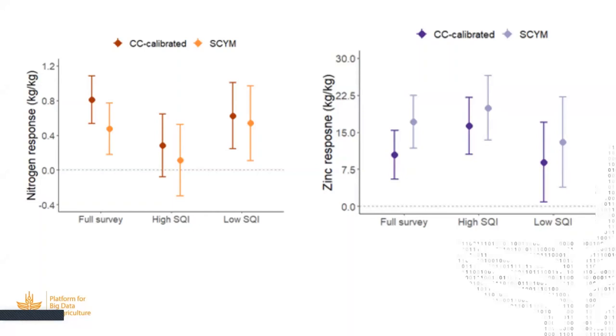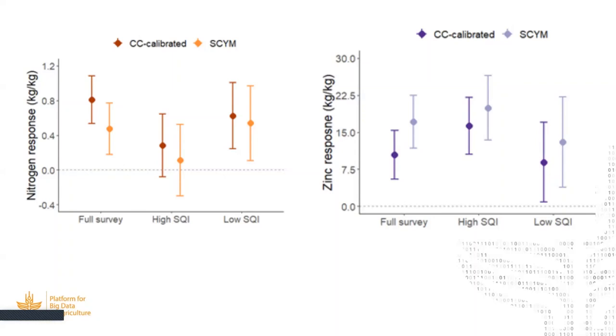fertilizer use, and we can interact fertilizer use with the soil quality by separating the data into high soil quality or low soil quality based on whether it's above or below the median soil quality index, and look at the linear response of yield to the fertilizer in each case. And so what we find here is that in higher soil quality, we actually see a smaller response to nitrogen fertilizer than in lower soil quality. And the reverse is true for zinc. In high quality soils, we see a much greater response for zinc than in low quality soils.